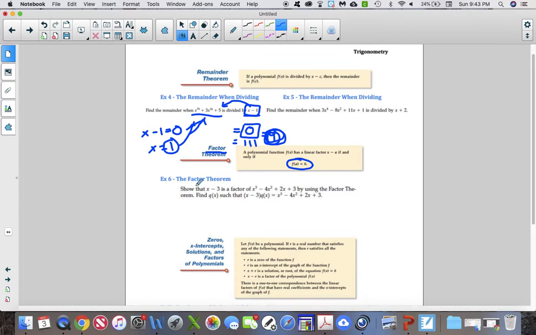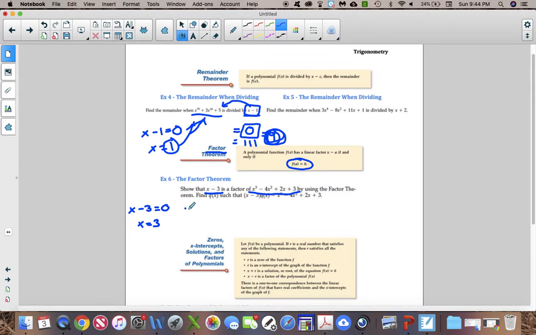So I'm going to start off with example 6. They say show that this thing, first and foremost, is a factor of this thing. So we know he goes in there evenly, but we have to show it. So what we're going to do is set x minus 3 equal to 0, which means that x equals 3, and we are going to plug that 3 into this equation right here.